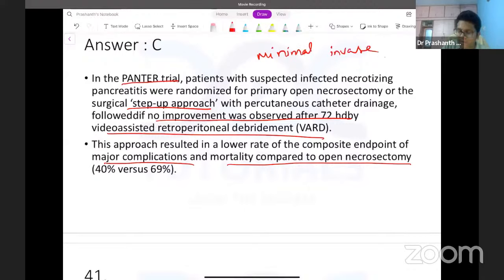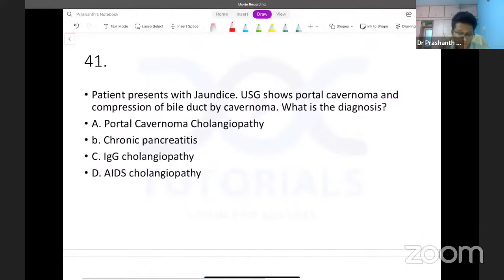Whenever you have any abscess in the body, it has to be drained first, with antibiotics, and then if the patient is getting sicker, you go for the next step. Okay, step-up therapy. Next question is: patient has jaundice. Ultrasound has portal cavernoma and compression of bile duct. By the cavernoma, what's the diagnosis? Diagnosis is very simple. It is portal cavernoma cholangiopathy.